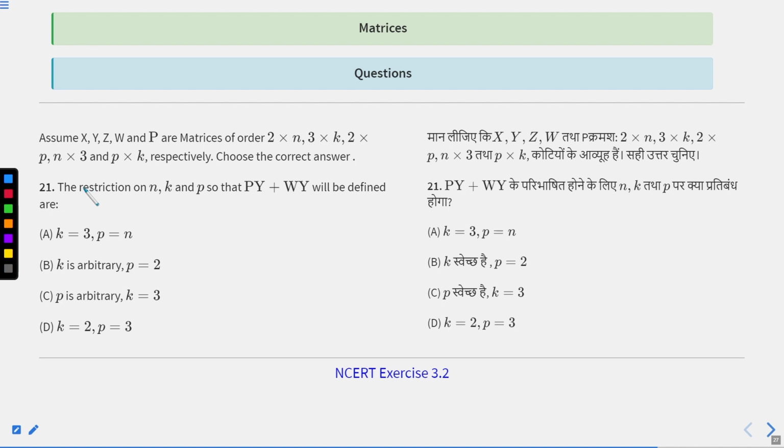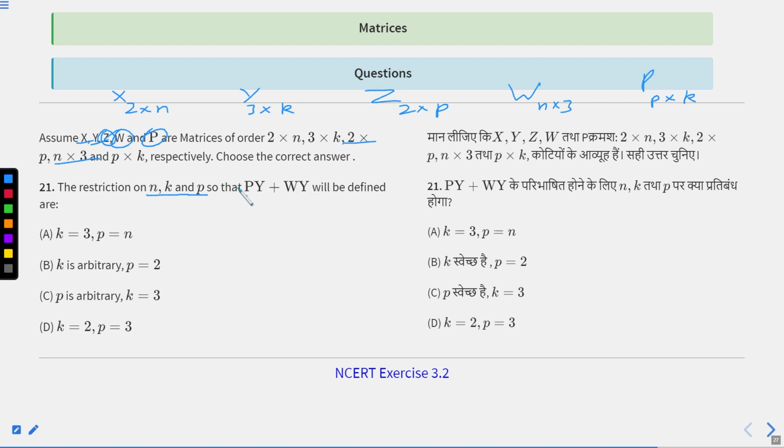Okay, so we are given that x is of this order, y is of order 3 cross k, z is of order 2 cross p, w is n cross 3, and p is p cross k. We have to find the restriction on n, k, p so that this will be well defined.